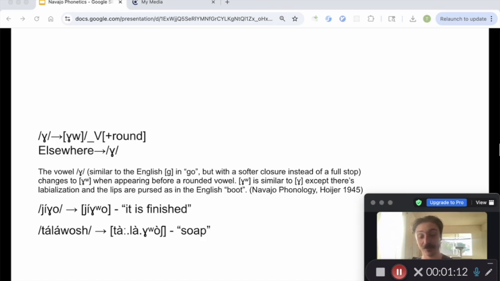And yeah, this happens and appears anywhere there is a rounded vowel like o after the g letter, becoming u. I'm not going to try to pronounce these Navajo words because I think that would be a bad idea. But some examples you can see below. The word for it is finished and the word for soap are both examples of where this rule can be seen being applied.